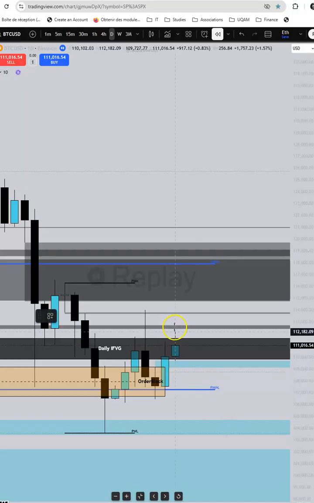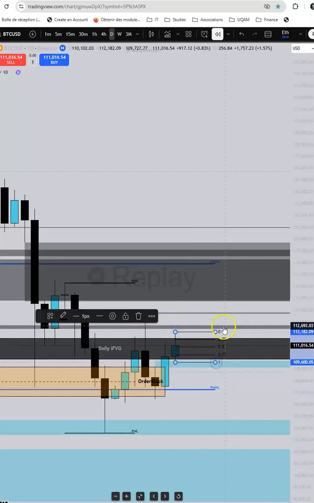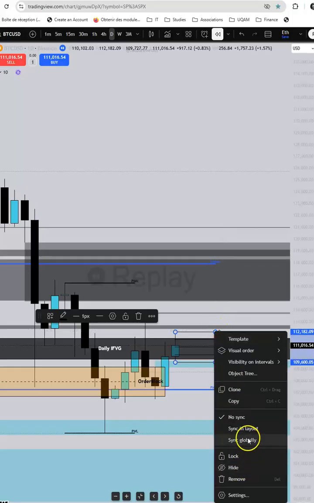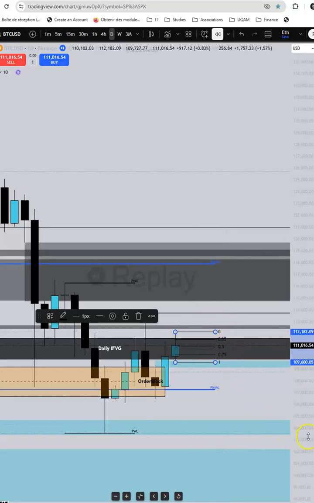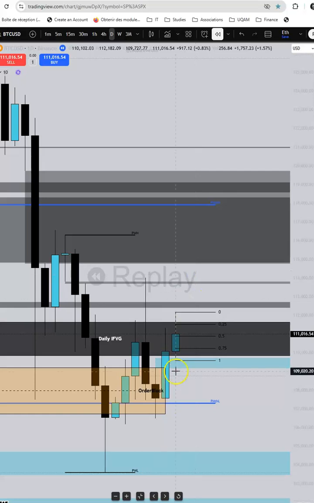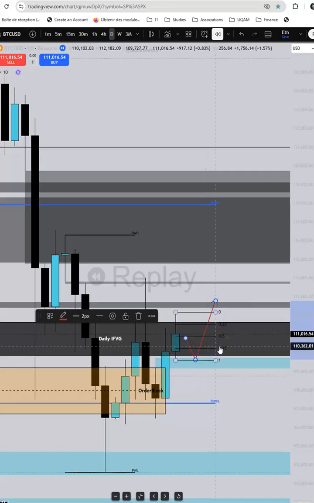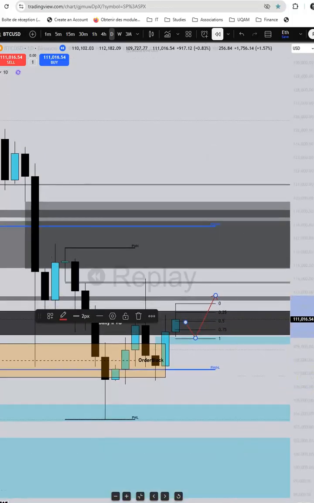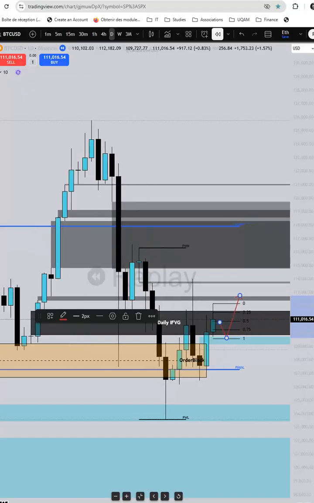So we can put the box. I was expecting to take this level here. So what I was expecting on Saturday was for price to have a pullback and to rally up. So this is the tool I use in my reading of the daily.